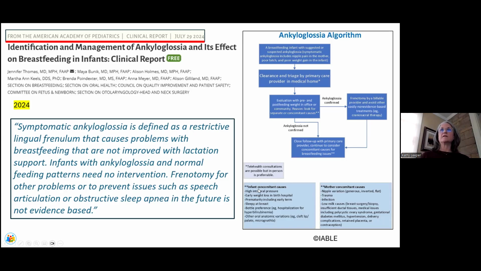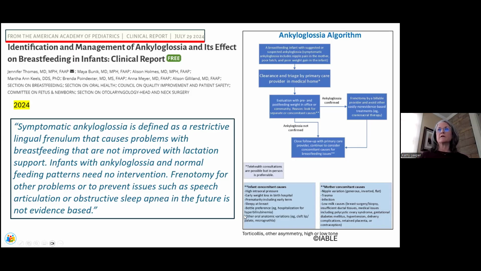Then they have a list down here of other things to think about that can cause trouble with breastfeeding, and I won't read them to you, but if mom has a low production for other reasons, the tongue may have nothing to do with it. So keep that in mind, and if there's any other musculoskeletal thing going on, or the baby's just premature or sleepy, you've got to remember that.